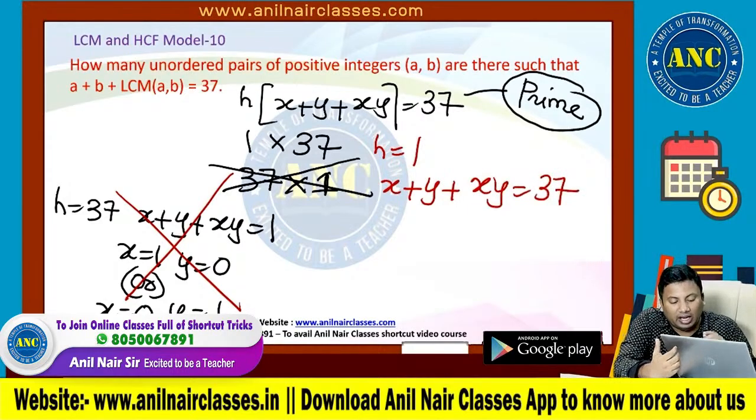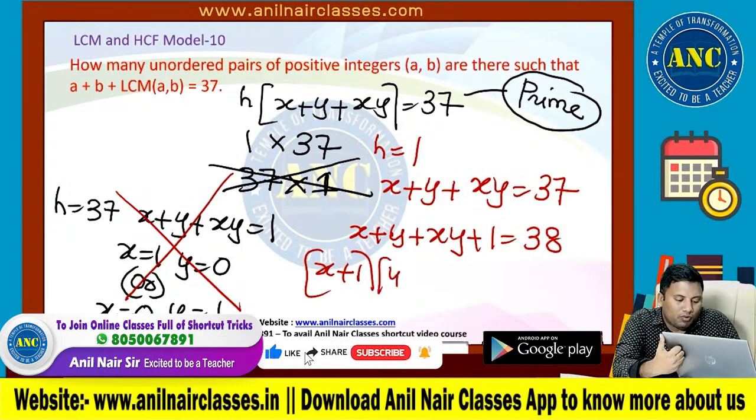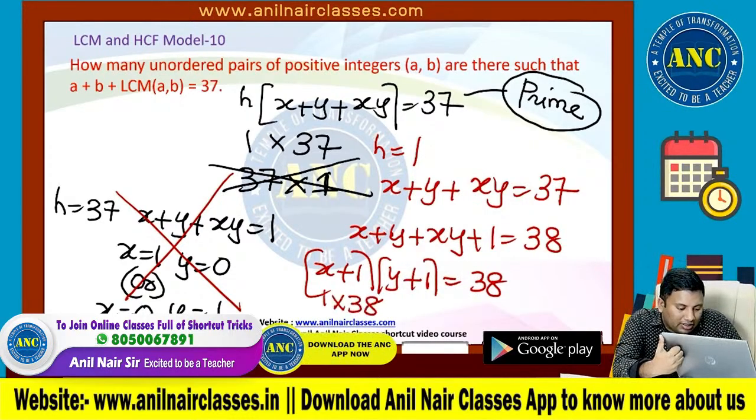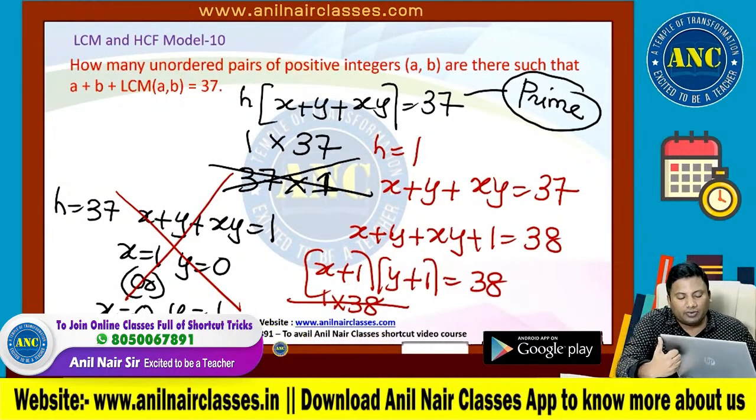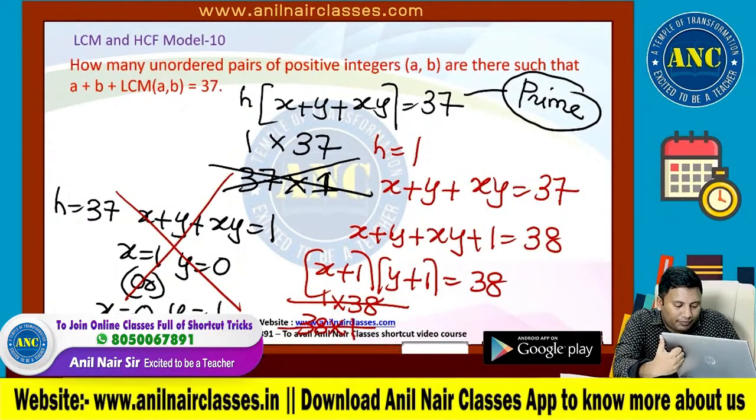I will explain in algebra how to solve equations of degree 2, but as of now, add 1 on both sides. So it is 38. X plus 1 into Y plus 1 is 38. I am adding 1 on both sides. 1 into 38: this case is not possible, X will be 0. 38 into 1: Y will be 0. 2 into 19 and 19 into 2. Two cases are possible.